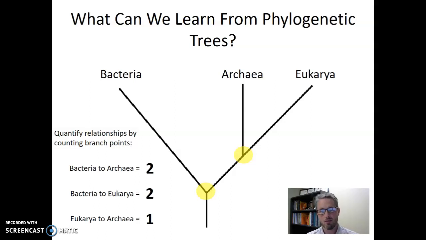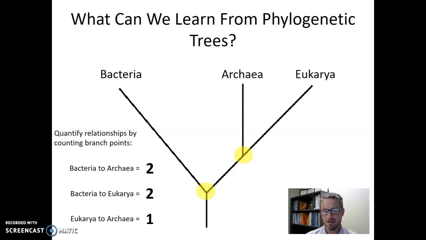So again, if we think about these organisms as being part of a family, we would say that eukarya and archaea are like siblings. They have the closest relationship on this tree. And then both eukarya and archaea have this cousin, bacteria, a more distant relative that's 2 branch points away.